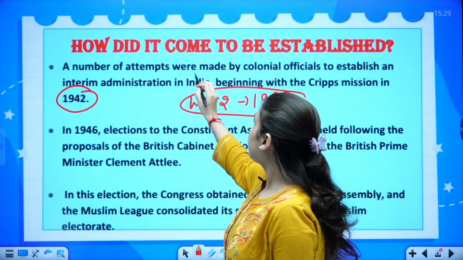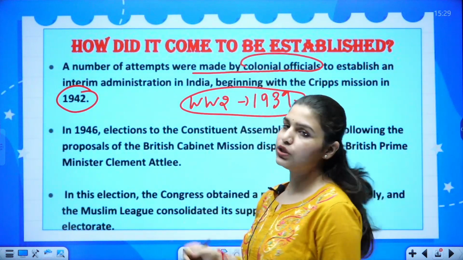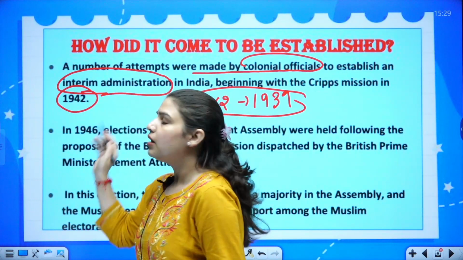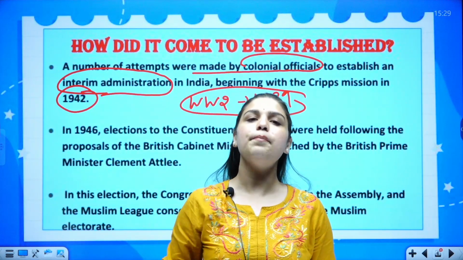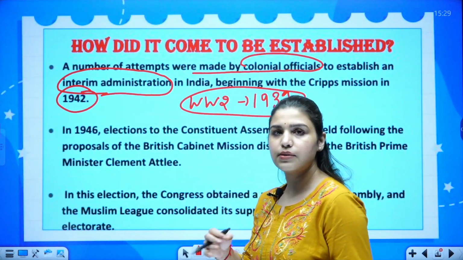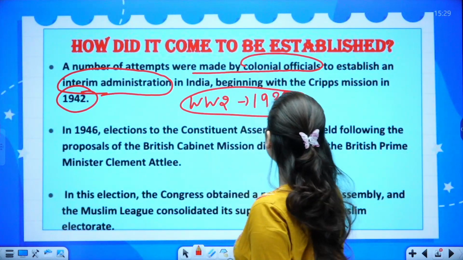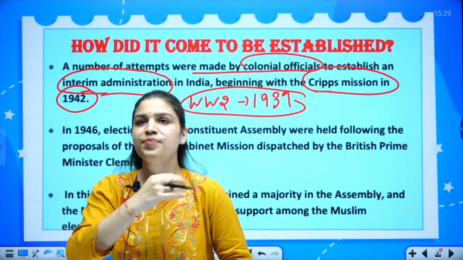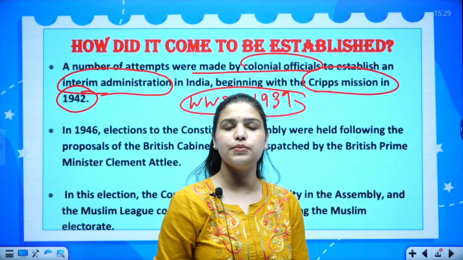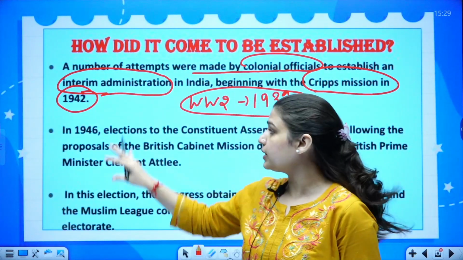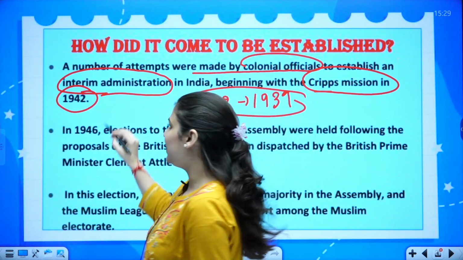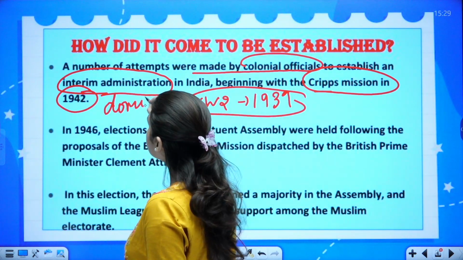So a number of attempts were made by these colonial officials at this time to establish an interim administration, to give or share some power with the Indians, specifically at the central level. And they began this with the Cripps mission in 1942. This mission, headed by Sir Stafford Cripps, was sent to India in 1942, and it promised to give India dominion status. But this mission was rejected.